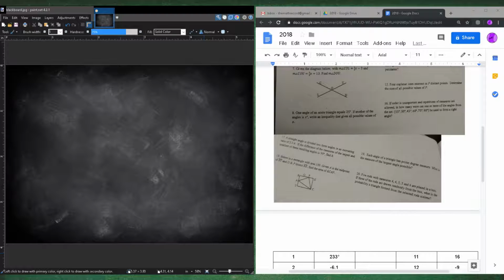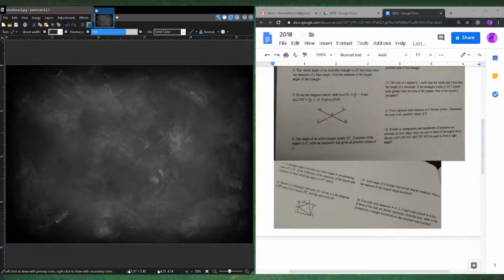Okay. Sorry. Number 16. If order is unimportant and repetition of measures are allowed, in how many ways can one or more angles from the set 15, 30, 45, 60, 75, 90 can be used to form a right triangle?